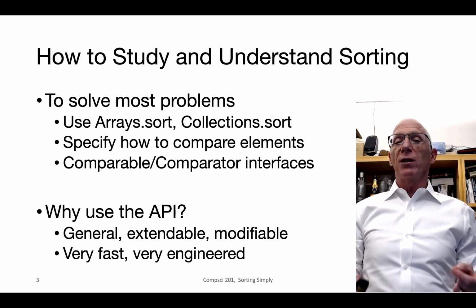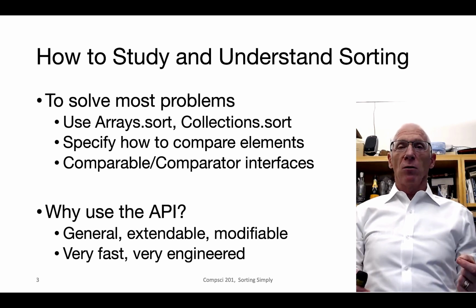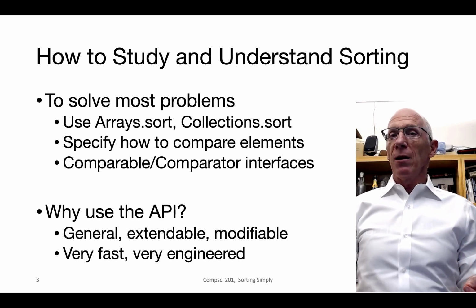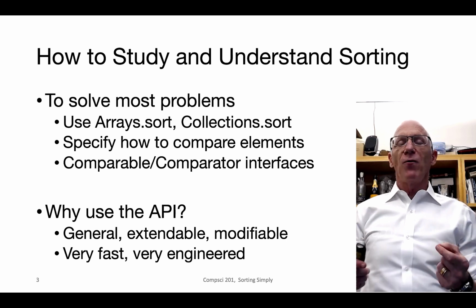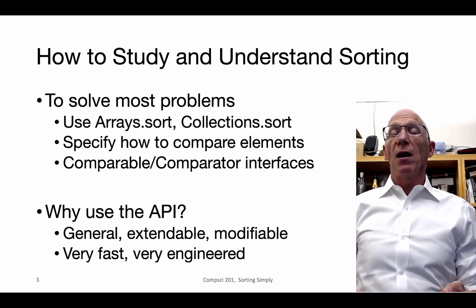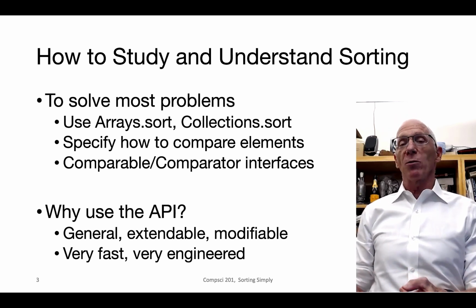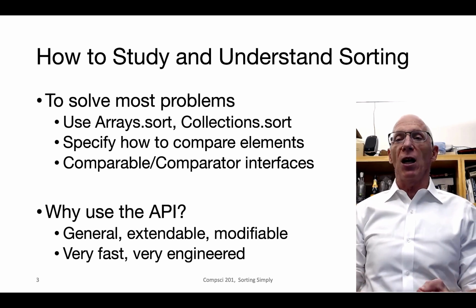Why do we use the API? It's general, it's extendable, it's modifiable, and it's very fast and very well engineered. And we'll see that when we study sorting algorithms, including briefly the one used in Java.